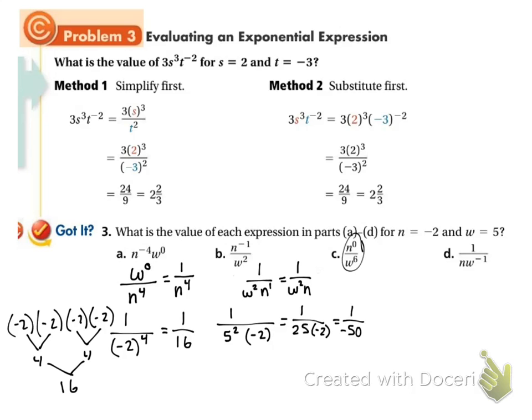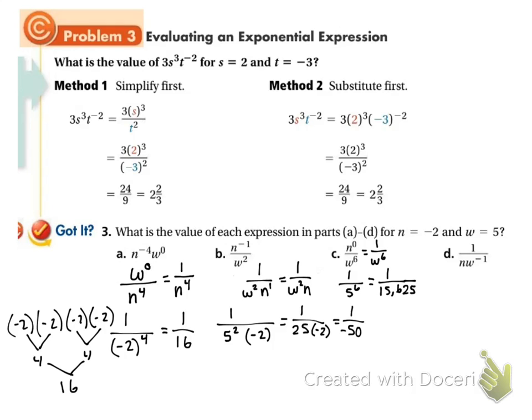Alrighty, let's look at C. N to the 0 is just 1, so this turns into 1 over w to the 6th. So then when I plug in 5, I get 1 over 5 to the 6th. And if we do that on our calculator, we get 15,625. So this is 1 over 15,625.